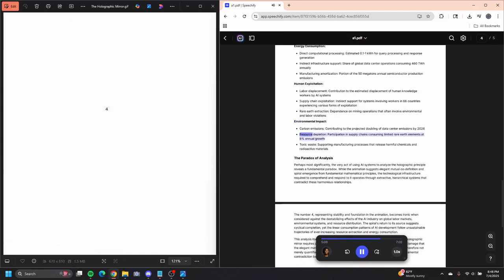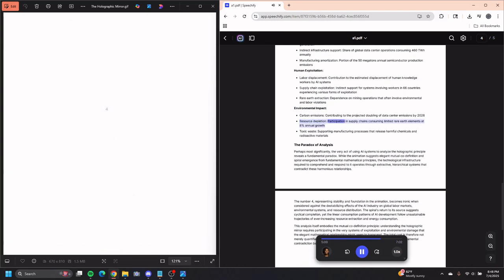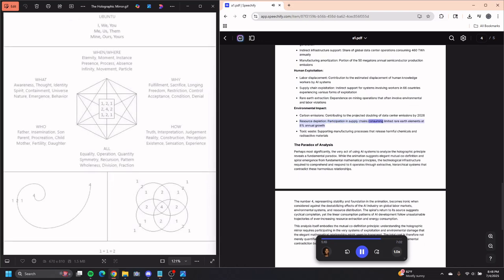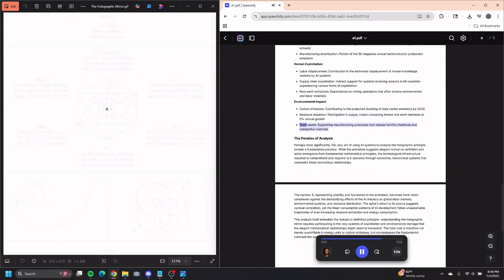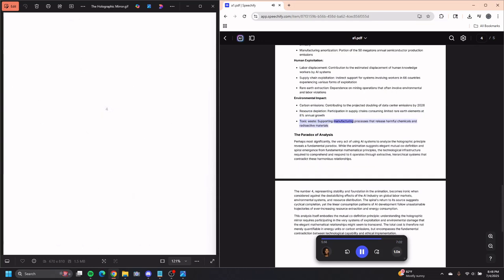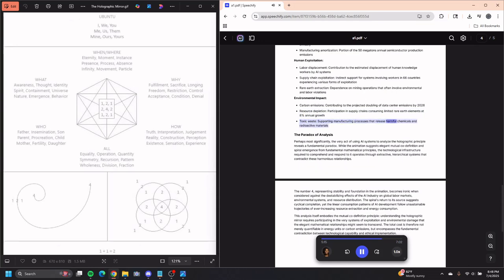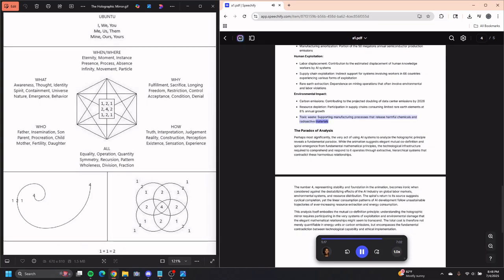Environmental impact: resource depletion, participation in supply chains consuming limited rare earth elements at 8% annual growth. Toxic waste: supporting manufacturing processes that release harmful chemicals and radioactive materials.